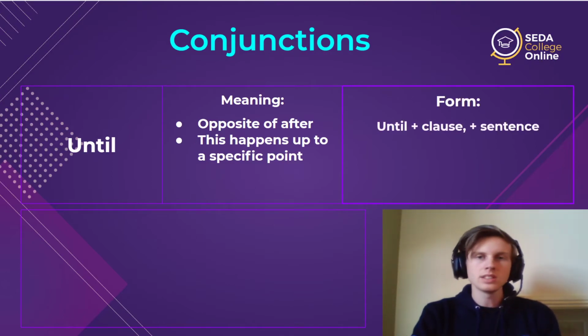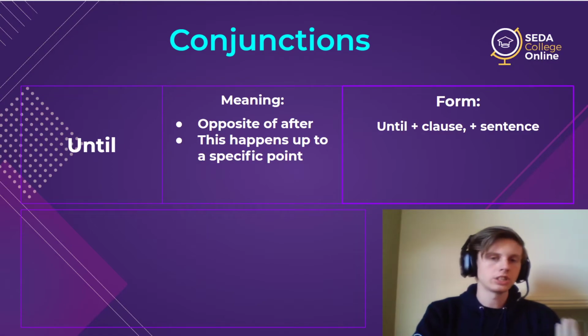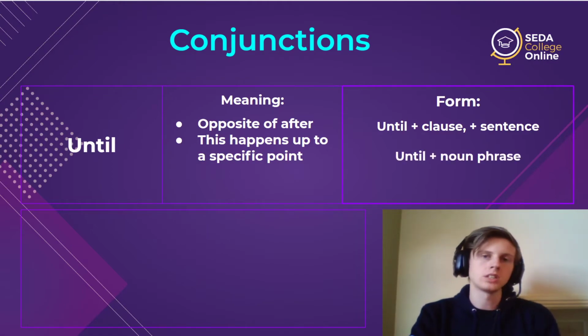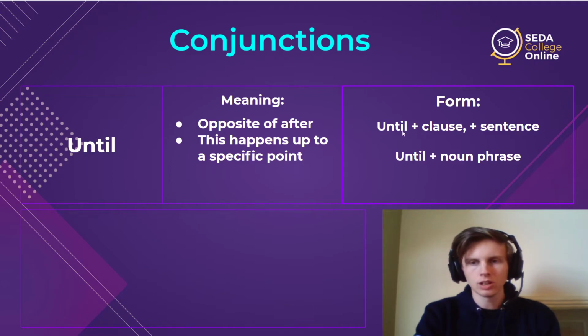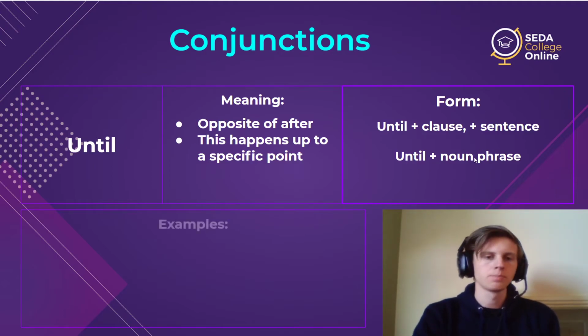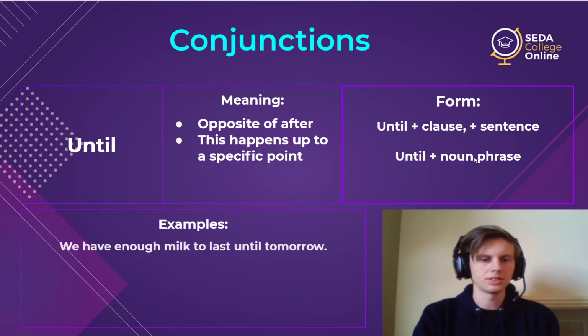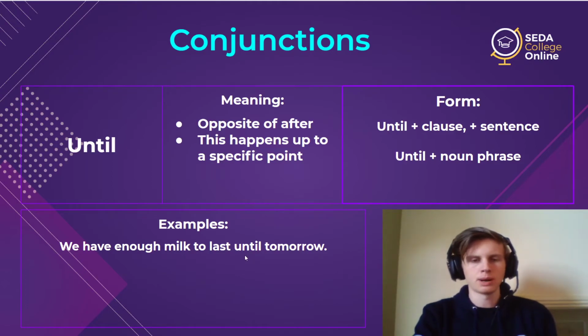The form is the same as after, depending on if it's a clause or a preposition, because this one can be both. If it's a conjunction, you'll have a clause, a full sentence, and another sentence. If it's a preposition, you'll just have a noun phrase. So let's look at some examples again. We have enough milk to last until tomorrow. So here, this is just a preposition, until tomorrow, because we have the noun tomorrow, and that's it.